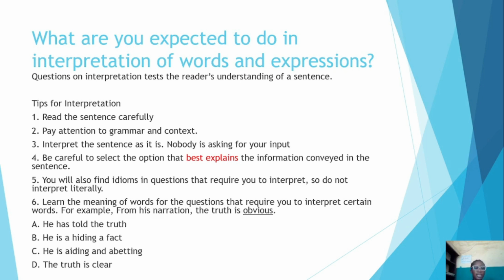Now, let me give you these tips for interpretation. The first is that you read the sentence carefully. That is a no-brainer. Of course, you're expected to read the sentence you want to interpret. So, read the sentence carefully. And the second one is that you pay attention to grammar and context. So, you look at the tenses, you also check context, you check register.